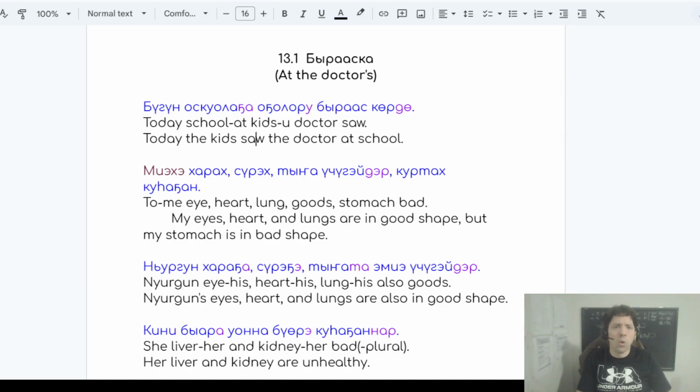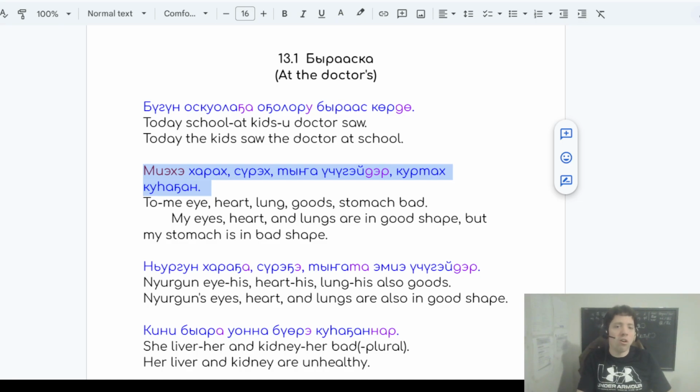You might be like, wait, what's an oskwalaga? But if you see this, you'd be like, wait, ga is an ending. Oh yeah, that means at. And then you'd be like, oh yeah, what's oskwala? Oh, it's school. That's right. Yeah. So anyway, so Mireille harach sürech tanga ütügeder kortak kohagal.